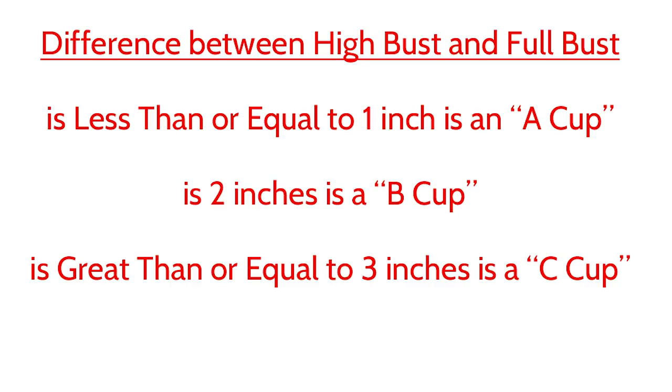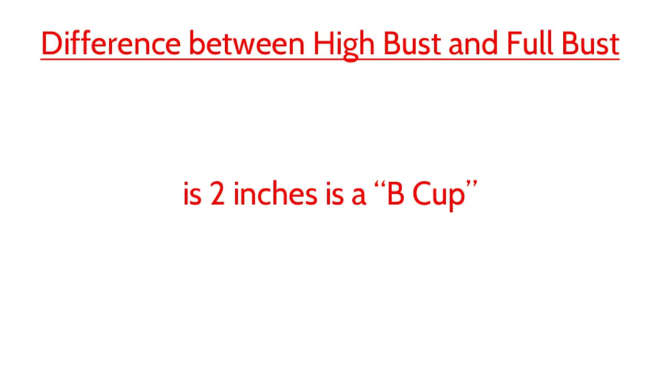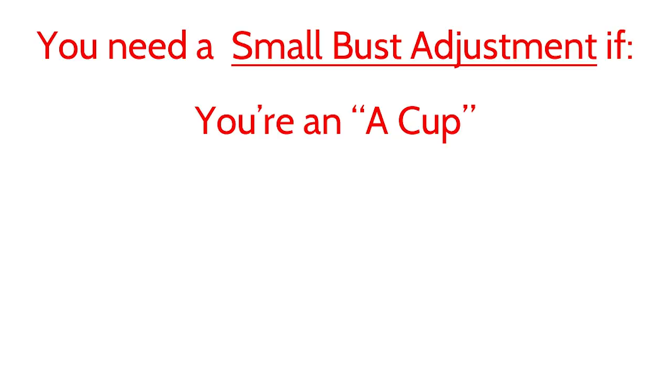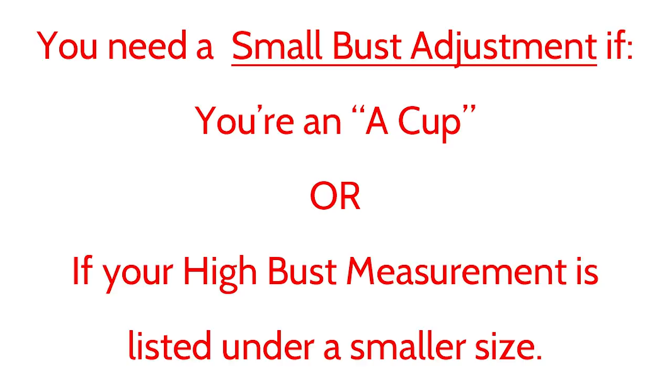Anywho, most companies stay in the middle and draft their pattern proportions based on a 2-inch difference between your high bust and your full bust, aka a B cup. If your measurements put you in the A cup, then you need to do a small bust adjustment. An SBA reduces the amount of fabric in the chest area, preventing a baggy, saggy garment. You also do a small bust adjustment if your bust size is in a smaller dress size than your waist.